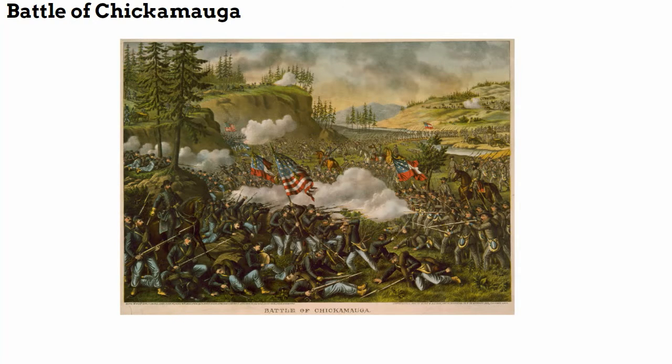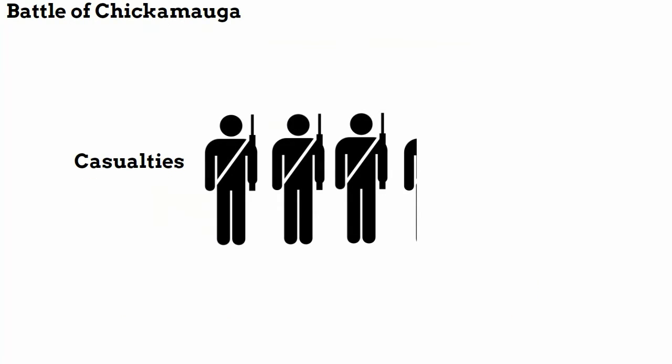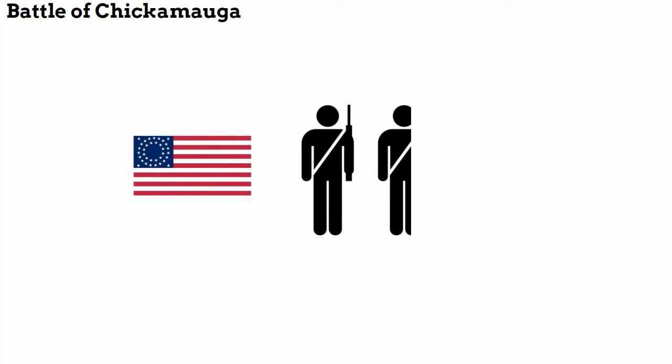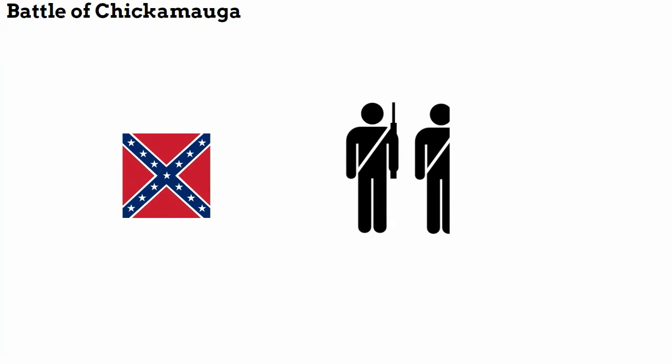Battle number 3 is the Battle of Chickamauga, with 34,624 casualties in total. 16,170 are from the Union and 18,454 are from the Confederate.